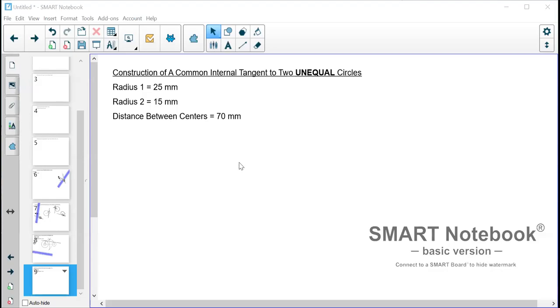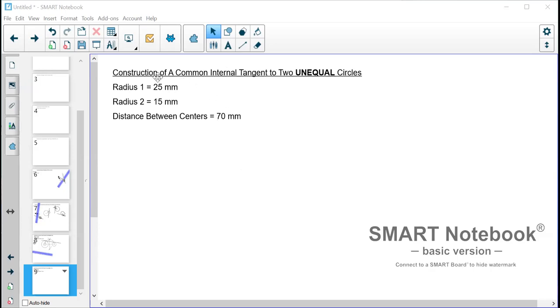Hello students. So in this video, I will take you through the steps in how you construct a common internal tangent to two unequal circles. The previous video was based on construction of a common external tangent to two unequal circles. So this here is like the opposite. All right, so we'll go straight into those steps.